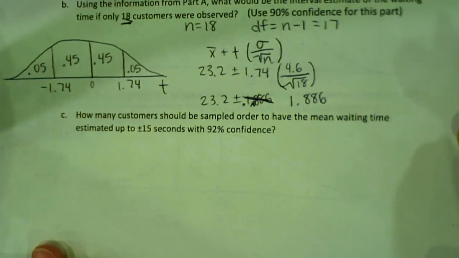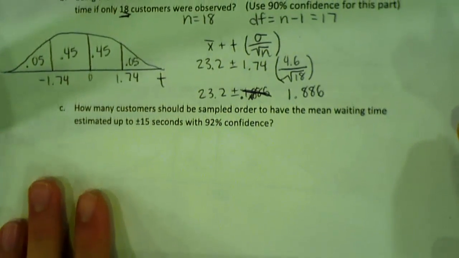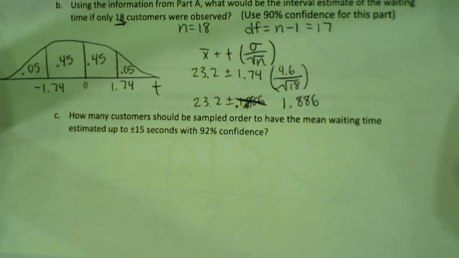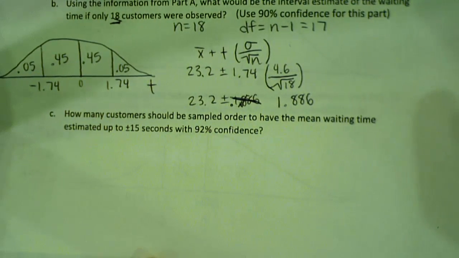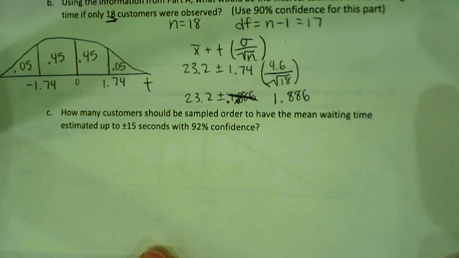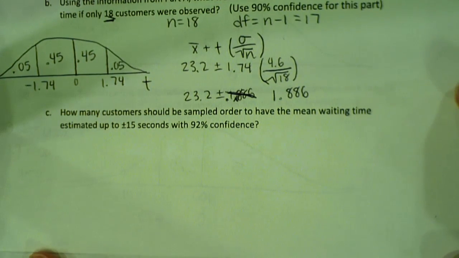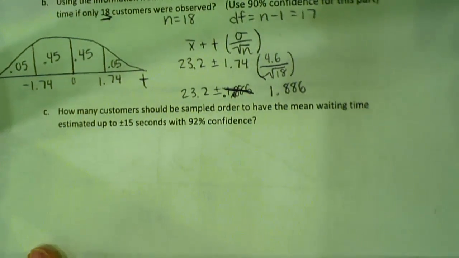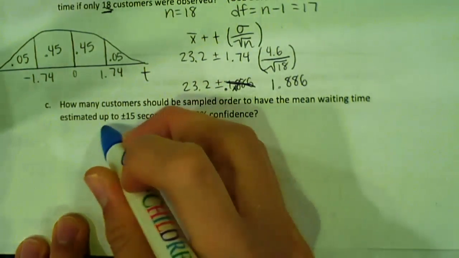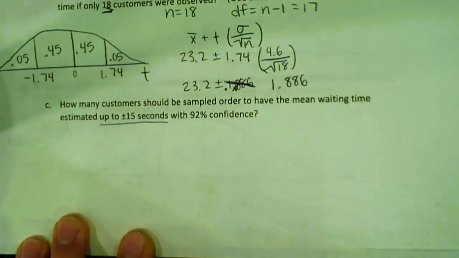All right. And then again, this is just another part to this problem. So how many customers should be sampled in order to have the mean waiting time estimated up to 15 seconds with a 92% confidence? Okay. So what is this up to plus or minus 15 seconds?